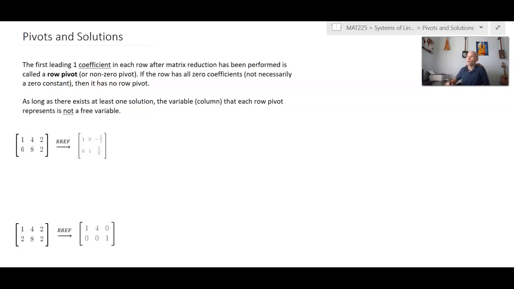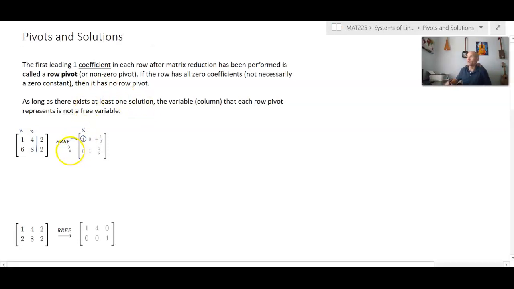So let's look at this first example. Here we have the equations 1x plus 4y equals 2 and 6x plus 8y equals 2. And after we've done some Gaussian elimination, we get the reduced row echelon form, which appears as this. Now let's identify the row pivots. In the first row, we have a leading one in the x column. So on that basis, in our statement here, this variable is not a free variable, meaning it is fully determined. We'll come back to that in a second.